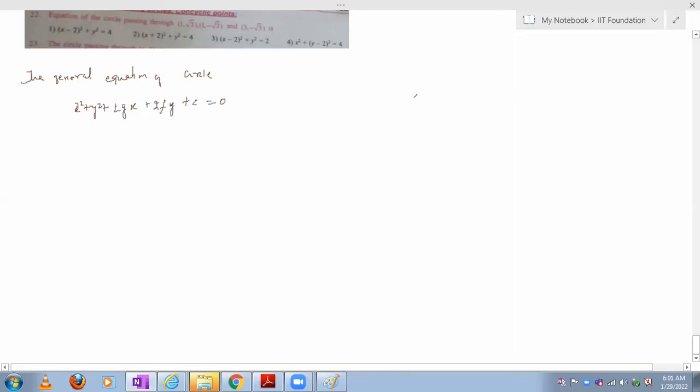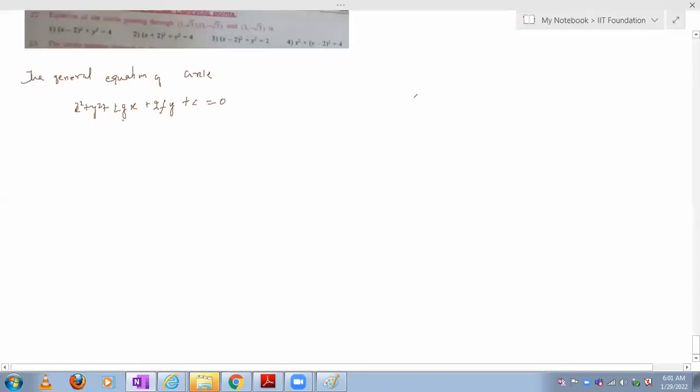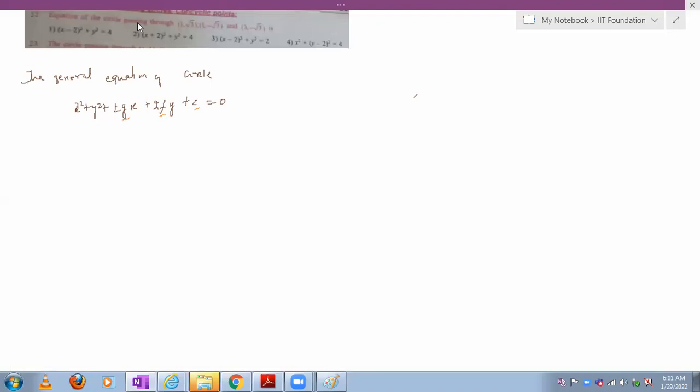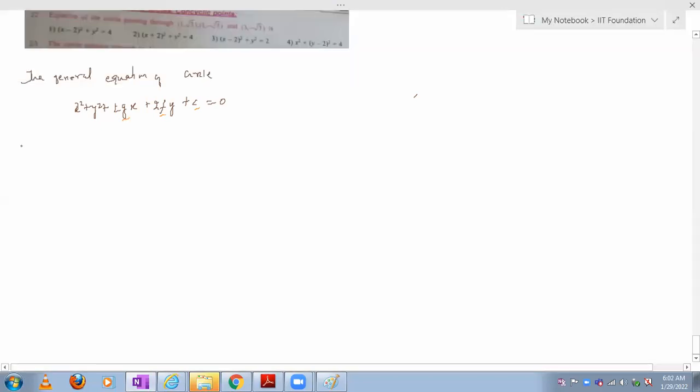How many unknowns are there here? Kenton, how many unknowns are there? Sir, 3. There is g you have to get, f you have to get, and c you have to get. And you need to substitute the value 1, comma root 3 first. So let me substitute 1, comma root 3.